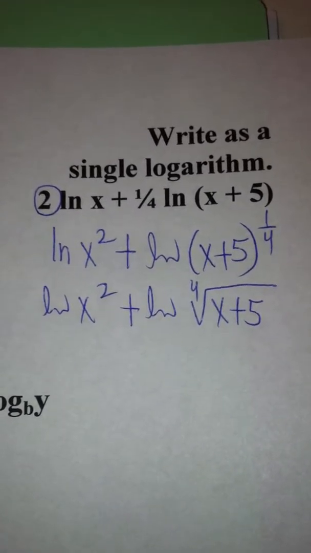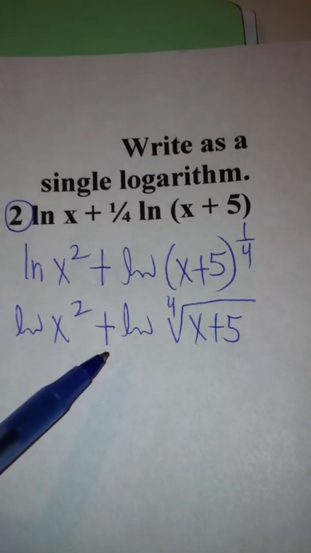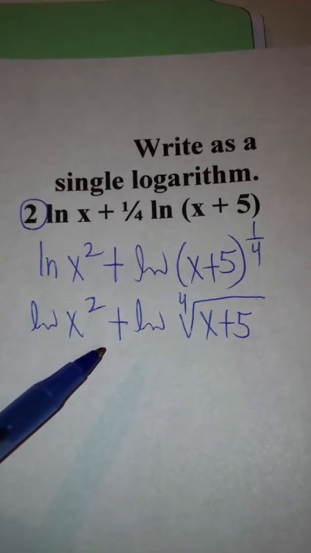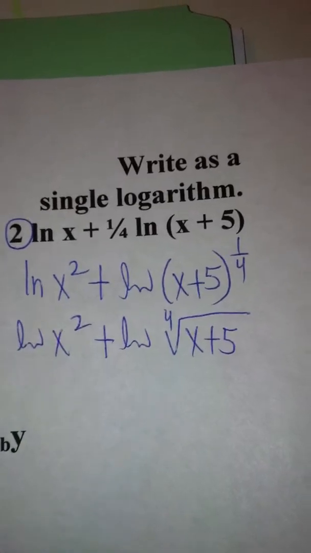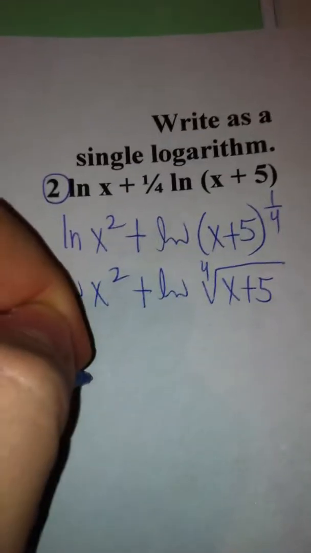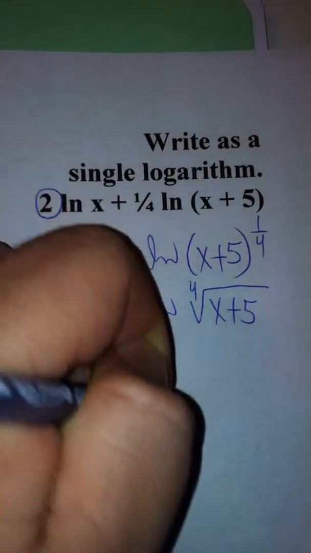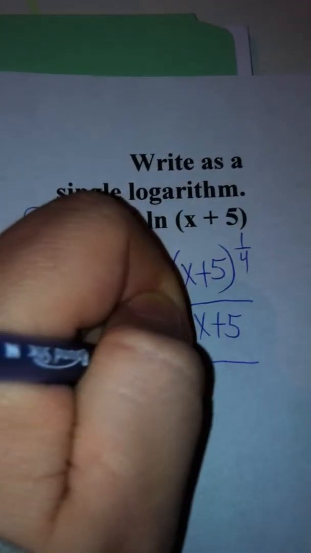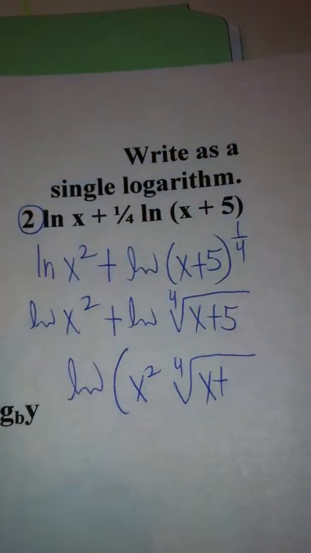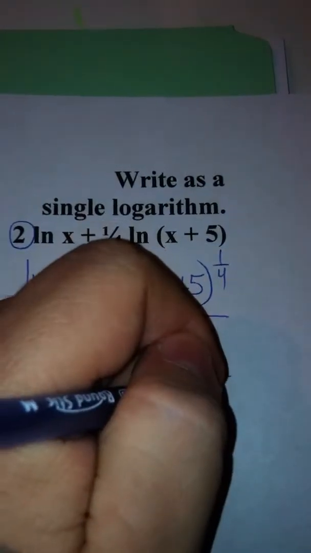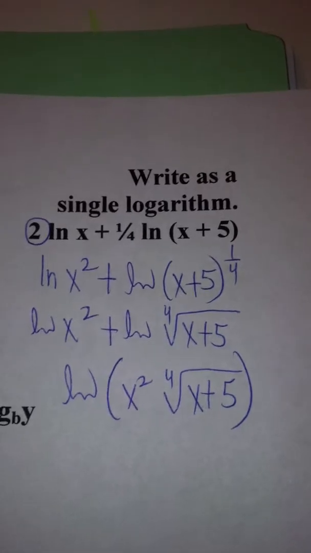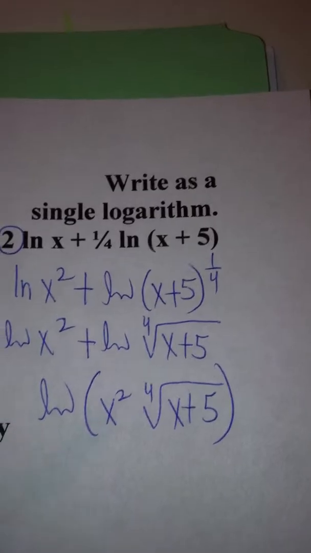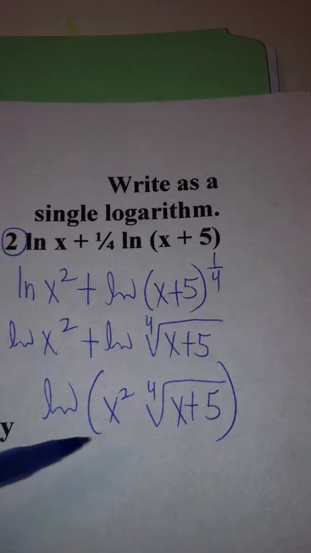Now, what sign do we have in the middle? Right, we have a plus sign, so according to our natural log property, we can write this whole thing as a single multiplication. So we have natural log of, in parentheses, x squared times the 4th root of x plus 5, and we cannot go any further. We've actually expressed it as one single natural log.